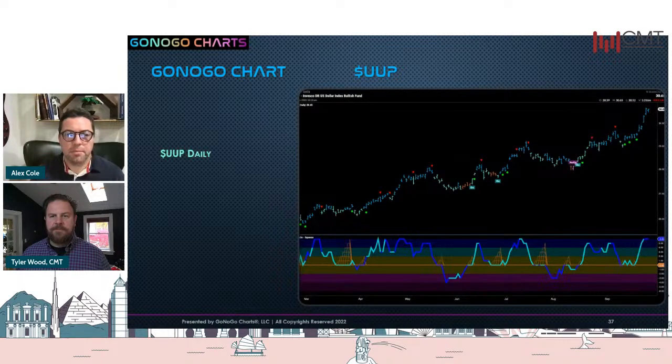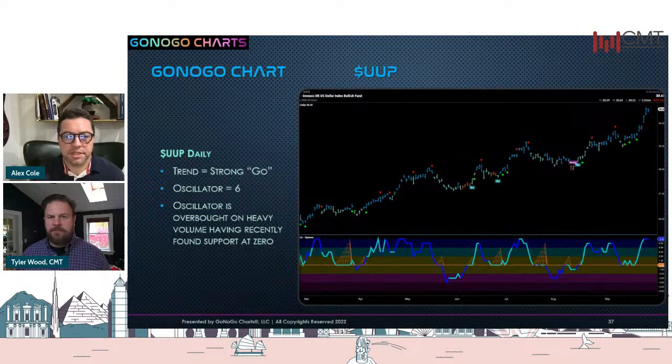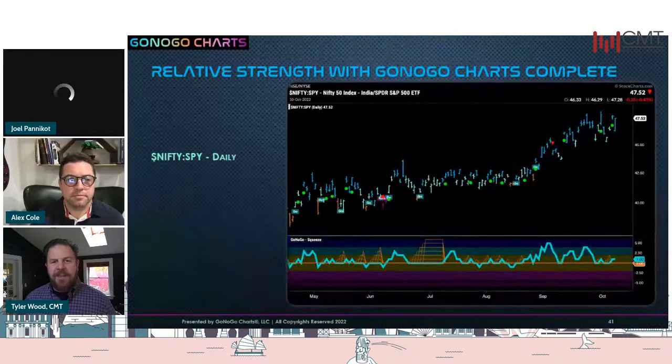So we can wrap on this chart. This chart, when we took it, was a strong go. Oscillator is overbought at 6. And we've been finding support at 0. But I know that Joel was trying to get us to wrap just about quarter after the hour. So I don't know, Joel, if you're there, we can wrap here.